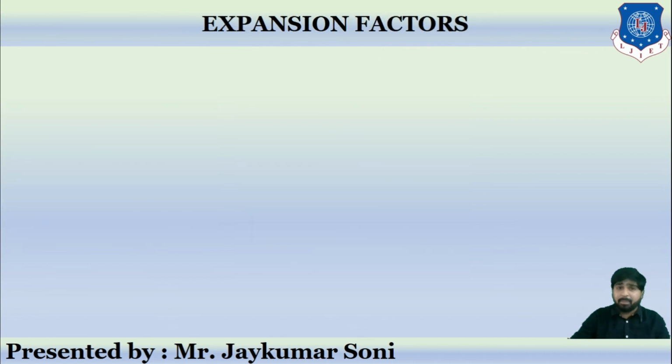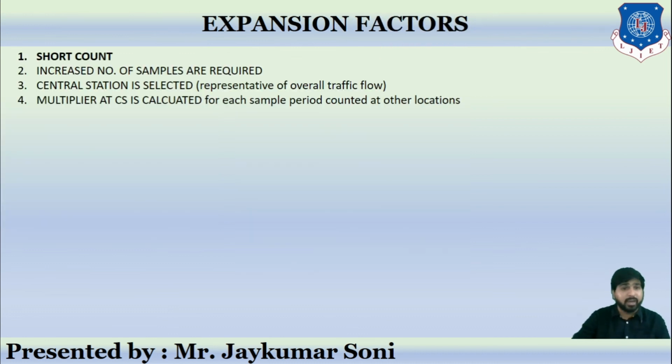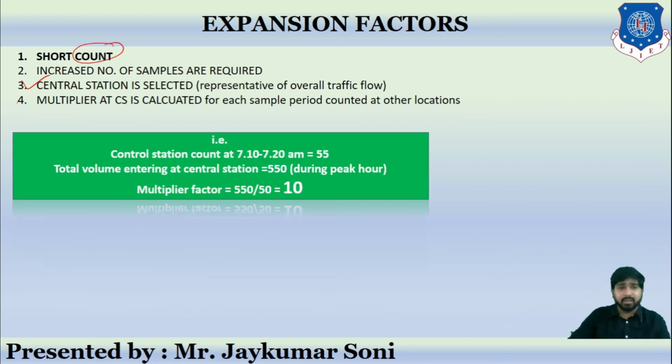And the last topic of today's session is about the expansion factors. If short count data is there, 1 or 2 hour data, and an increased number of samples is required, then what will you do? You will select a central station, meaning a station which is one of the most important parts of the city and represents the overall traffic. Then you will count the data of that central station. You will add a multiplication factor, and for each other area or location, you will multiply the count with that particular factor. Let me explain it in detail.